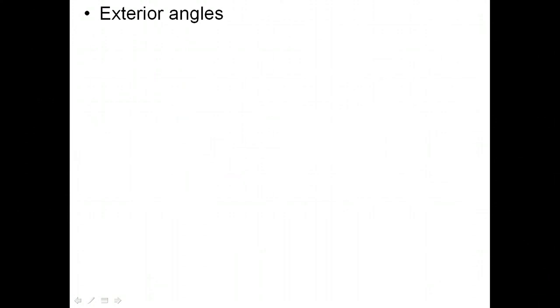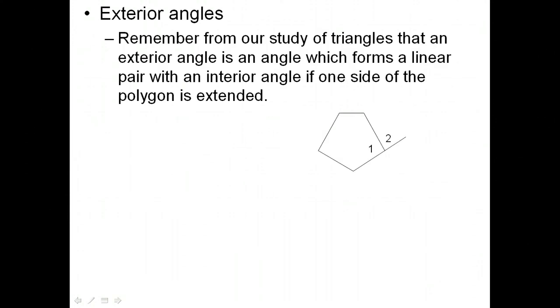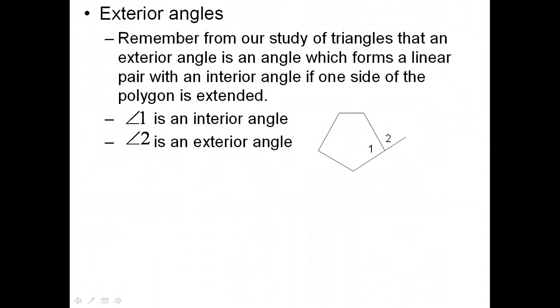The exterior angles. Remember from our study in triangles that an exterior angle is an angle which forms a linear pair with the interior angle if one side of the polygon is extended. Angle 1 is an interior angle, angle 2 is an exterior angle.